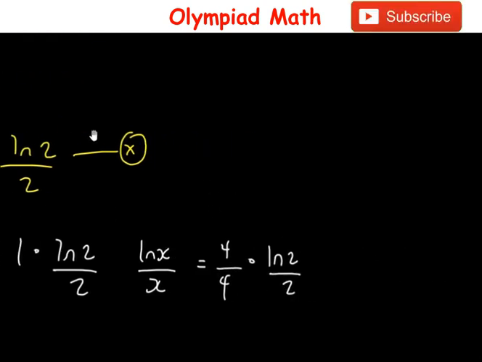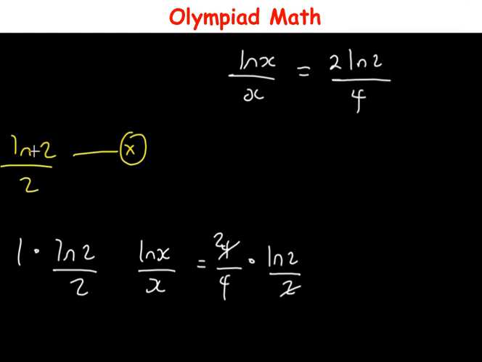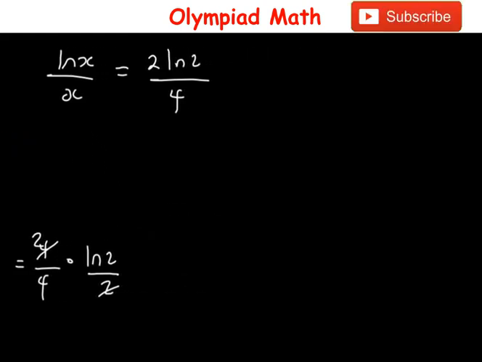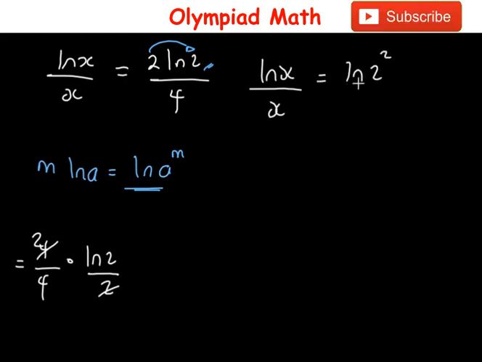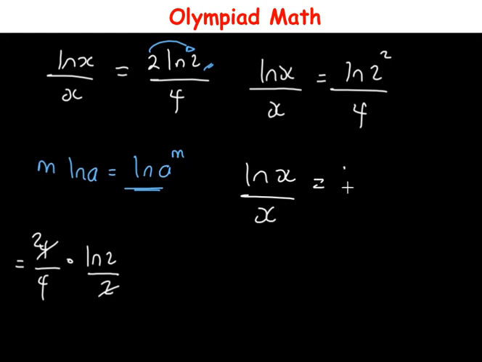Okay, so from here, we have ln x over x equals 2 times ln 2, that is 2 ln 2 over 4. Then, applying this rule of natural logarithm, that if you have m times ln a, this equals ln a raised to power m. Applying this rule, 2 becomes the power, then we have ln x over x equals ln 2 raised to power 2 over 4. Next, we have ln x over x equals ln 2 squared, which is ln 4, over 4.